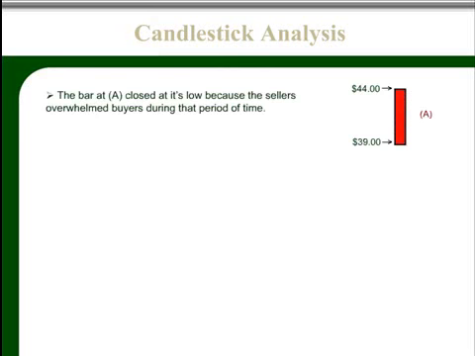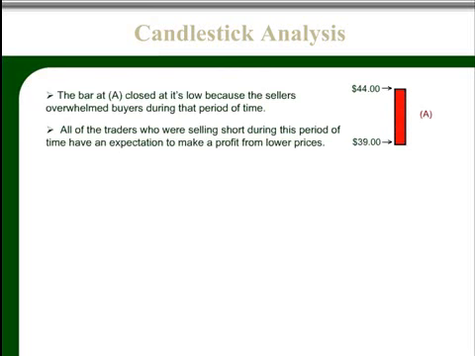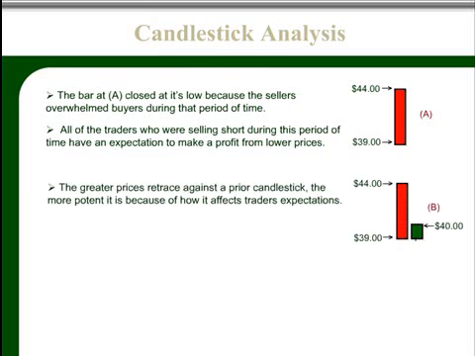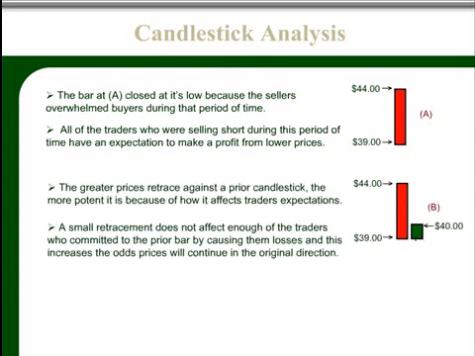This means prices advancing affect traders' expectations the same way prices declining does. The bar at A closed at its low because the sellers overwhelmed buyers during that period of time. All of the traders who were selling short during this period of time have an expectation to make a profit from lower prices. The greater prices retrace against the prior candlestick, the more potent it is because of how it affects traders' expectations. A small retracement does not affect enough of the traders who committed to the prior bar by causing them losses, and this increases the odds prices will continue in the original direction.